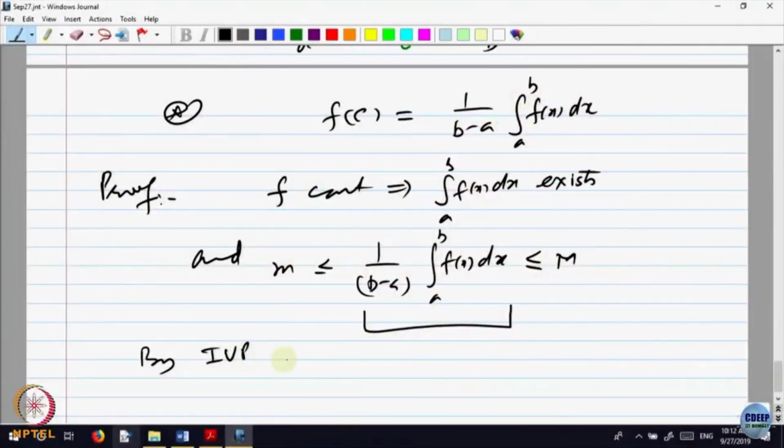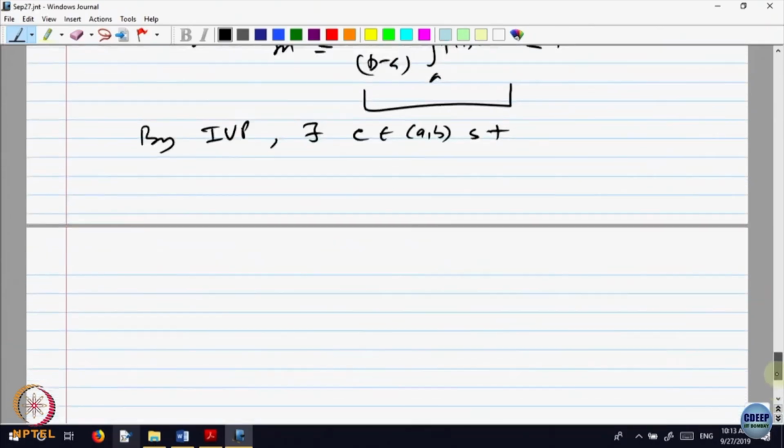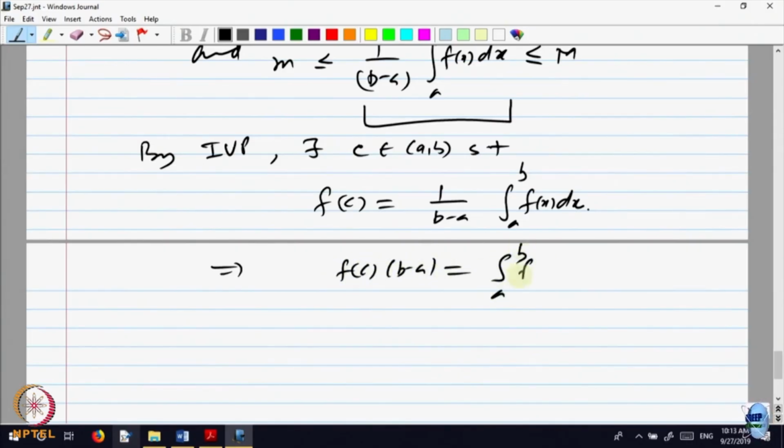So by the intermediate value property, there exists a C belonging to (A, B) such that f of C is equal to 1 over (B minus A) times the integral from A to B of f(x) dx. So that implies what we wanted to say, that f of C times (B minus A) is equal to the integral from A to B of f(x) dx.